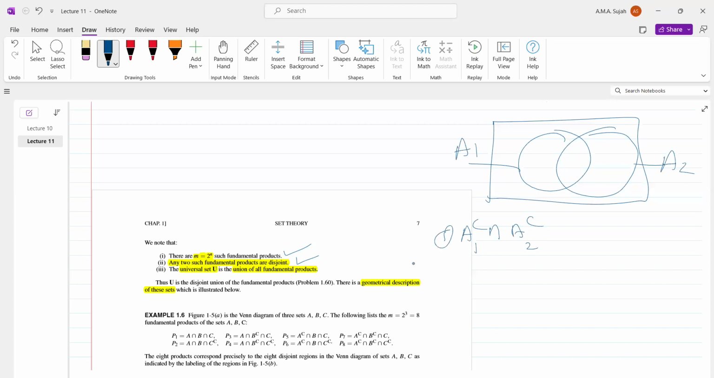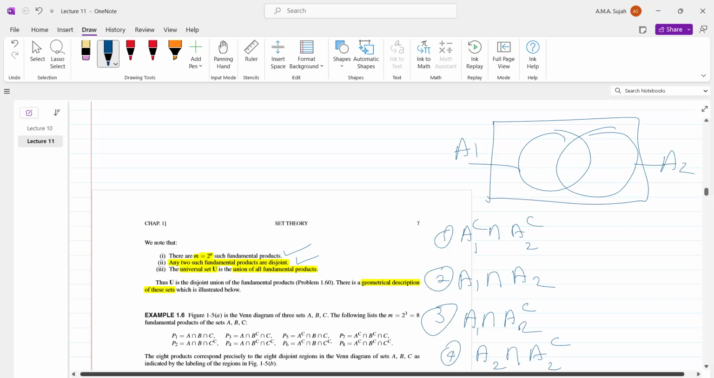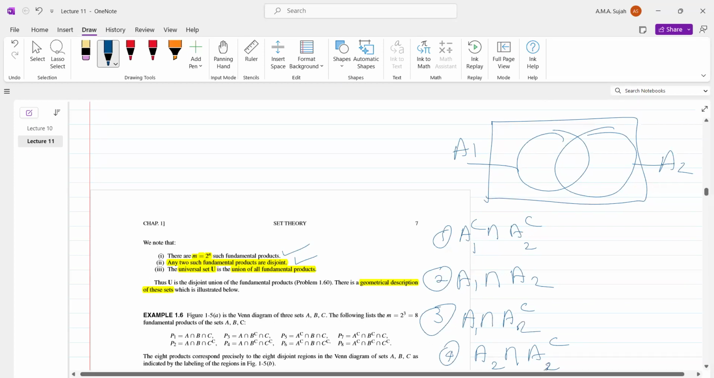This is the outside area. The next one, A1 intersection A2. The third one, A1 intersection A2 complement. The fourth one, A2 intersection A1 complement. So these are the different ways you can explain these four areas.